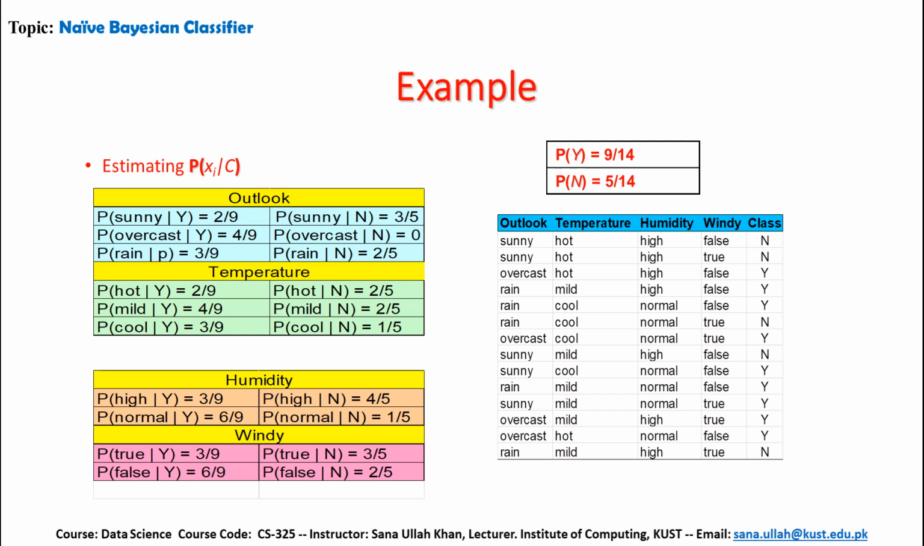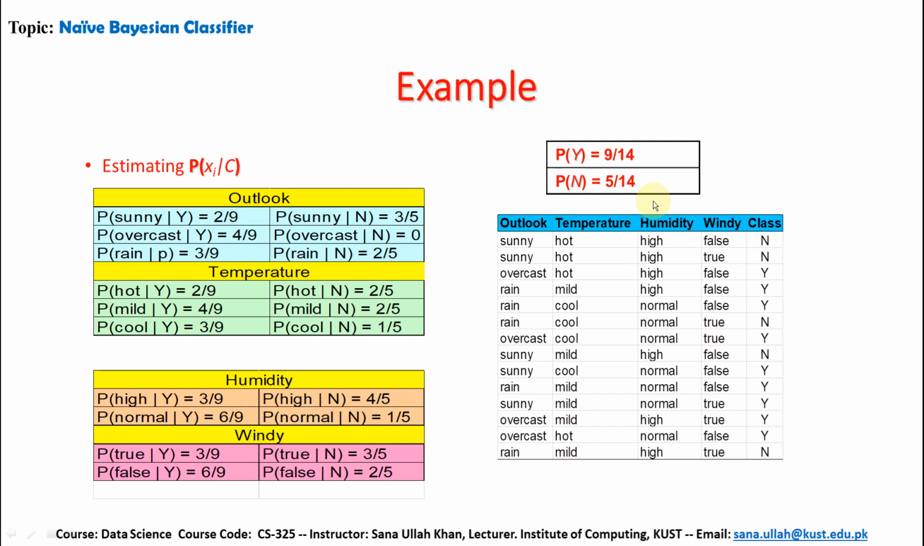Example: this is a data set. This is the training data. These are the features: outlook, temperature, humidity, wind, and class. There are basically two classes, yes and no, meaning golf will be played or not. So in this training set, the probability of yes is 9 by 14, because there are 14 items in total, where 9 are yes and 5 are no.